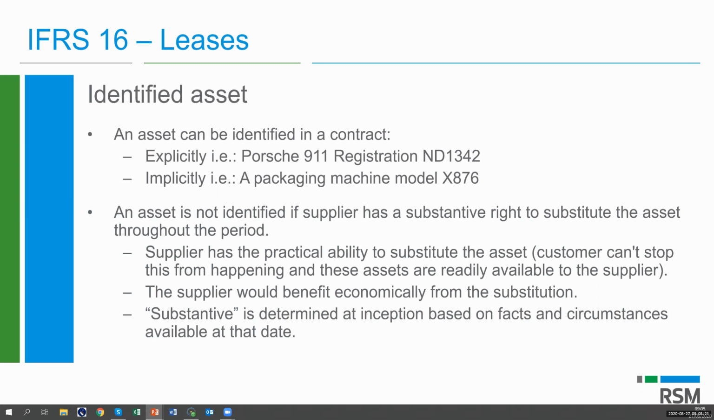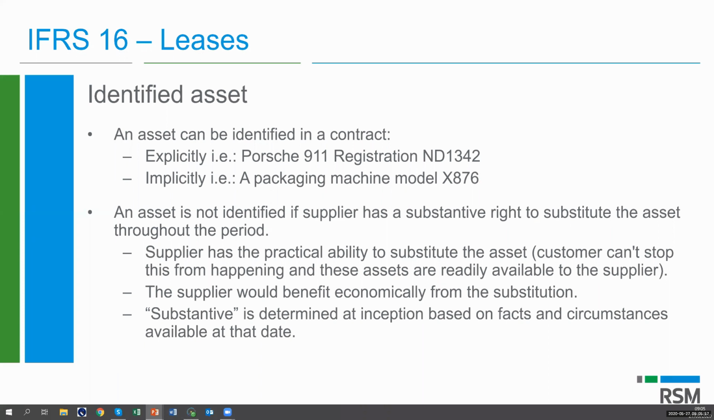And then secondly, what's also important to consider is whether the supplier of that asset has a substantive right to substitute that asset or not throughout the lease period. This is very common with, for example, where we lease a photocopy machine, where often in the contract it would say that the supplier has the right to substitute that at any time and swap it out for another asset. So if the supplier has the practical ability to substitute the asset, and you as the lessee or the customer can't stop that, then there would be a substantive right by the supplier.